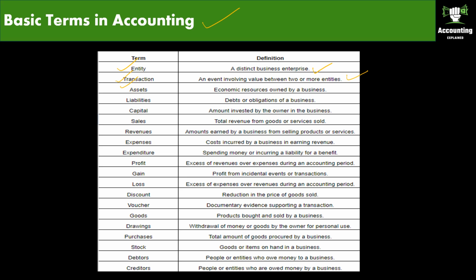Assets, economic resources owned by a business. Assets are the resources owned by a business. Liabilities, debts or obligations of a business. Capital, amount invested by the owner in the business. Next is sales, total revenue from goods or services sold. Whatever income we get from the goods or services we sell is called sales.